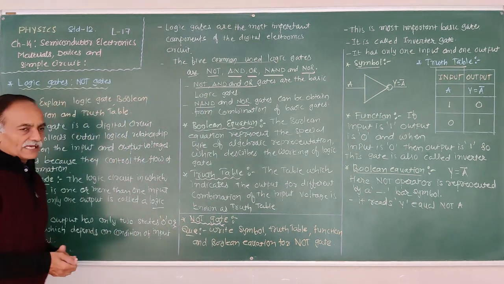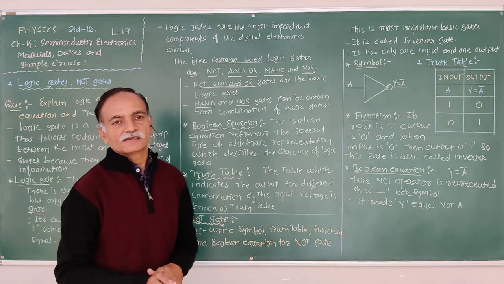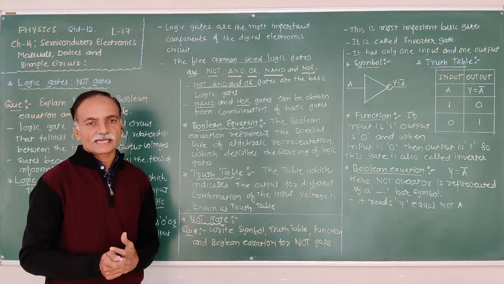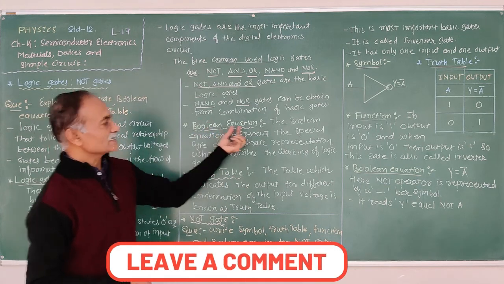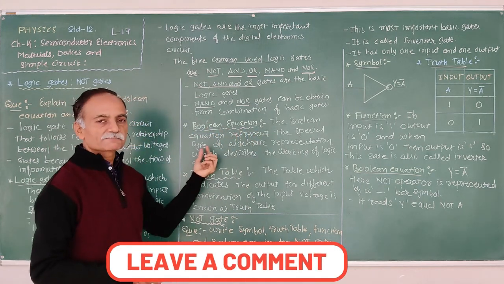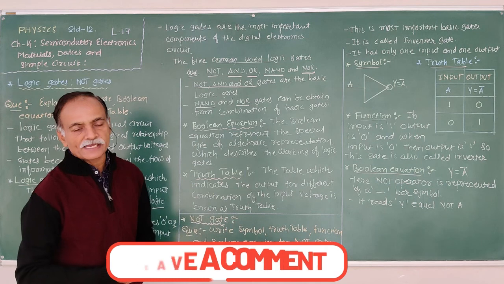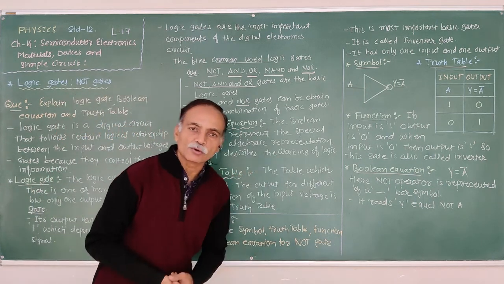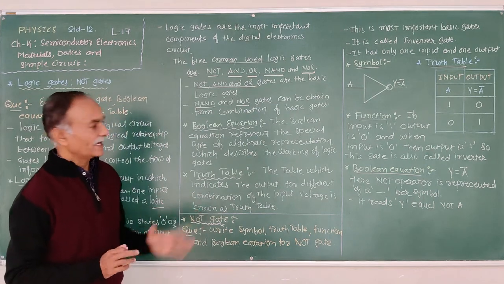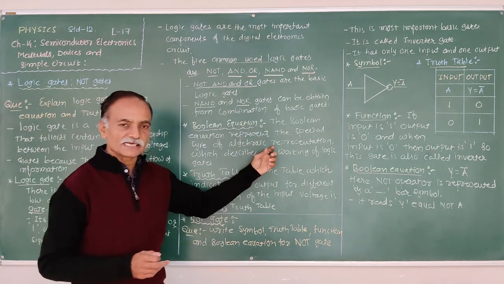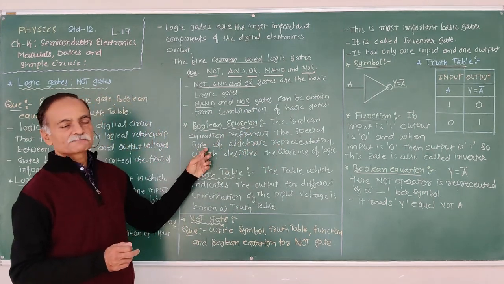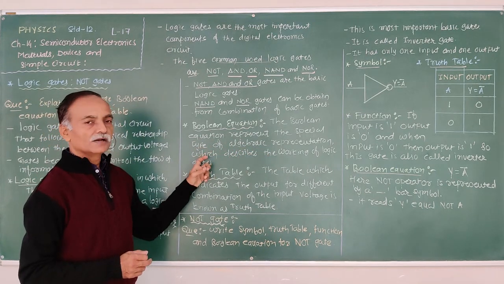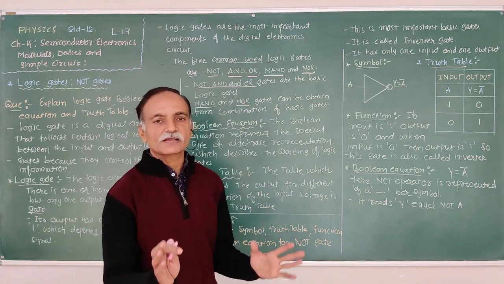Now, the next term: what is the Boolean equation? It is a mathematical representation of the working of a logic gate. The Boolean equation represents a special type of algebraic representation which describes the working of the logic gate.